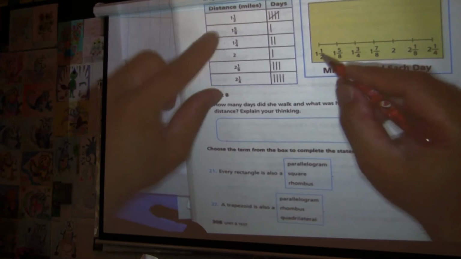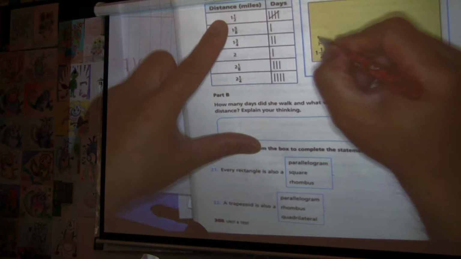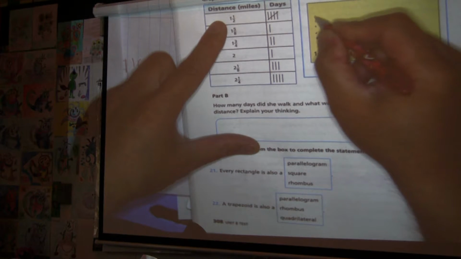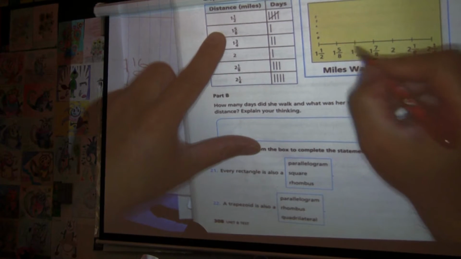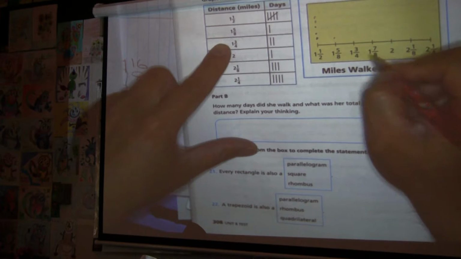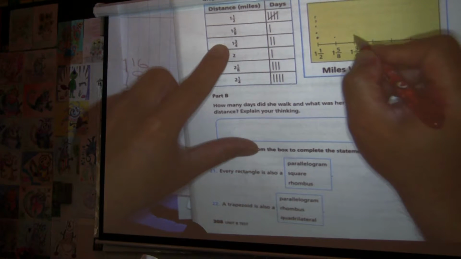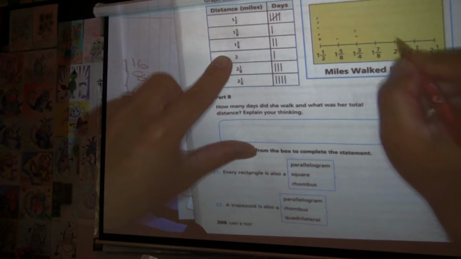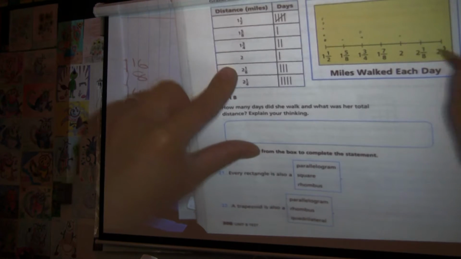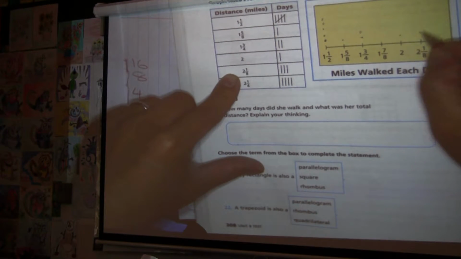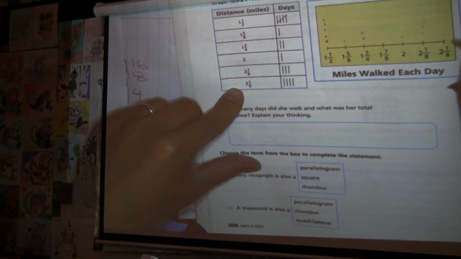First off, the line plot would look like this, right? You just do 5 on 1 1/2, 1 5/8, you do 1, 1 3/4, you do 2, then 2, you do 1, 1 7/8 gets 0, 2 1/8 gets 3, and 2 1/4 gets 4.